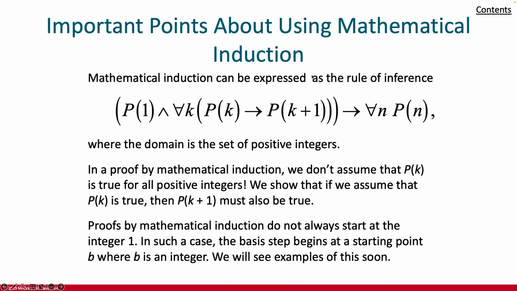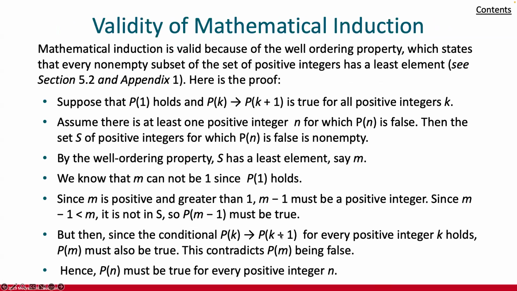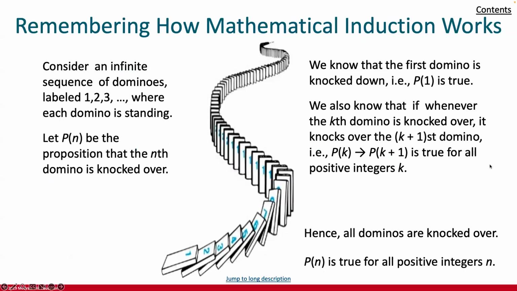There are some important points about using mathematical induction, and you can refer to Rosen to get into the details. Mathematical induction can be expressed as a rule of inference, and this gives us a perspective of what that might look like. But this is getting more mathematical, and in our lectures I'm going to try to focus more on application. Mathematical induction is valid because of the well-ordering property, which states that every nonempty subset of the set of positive integers has a least element. Here is the proof, and all of the proofs are things that you can feel free to pause the video and look over, or go to Rosen for more thoughts about that.